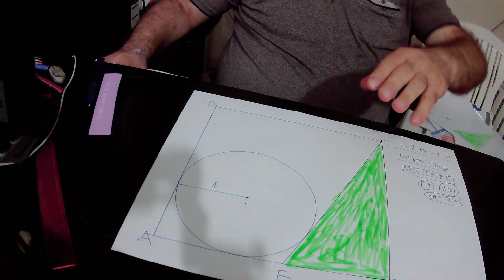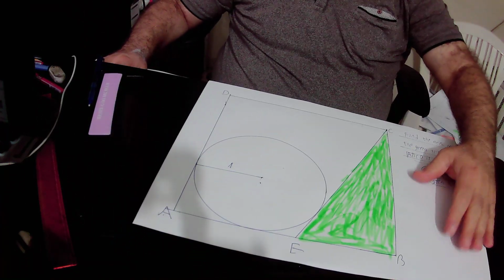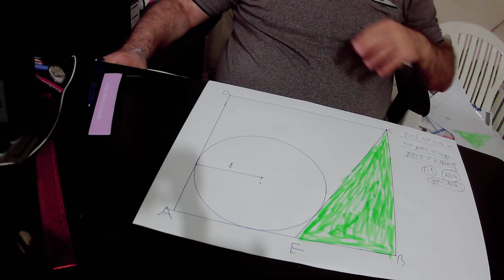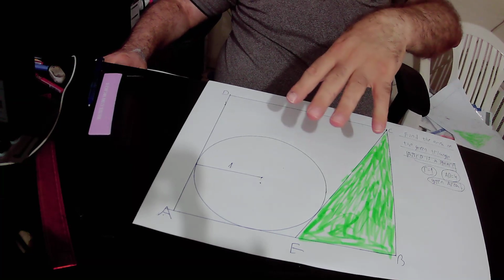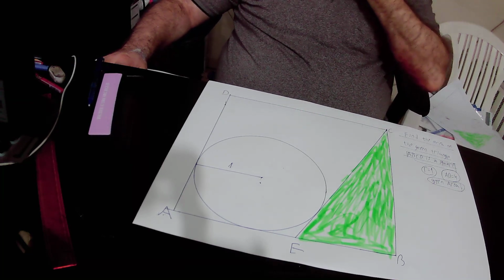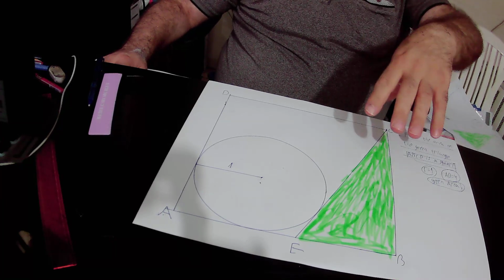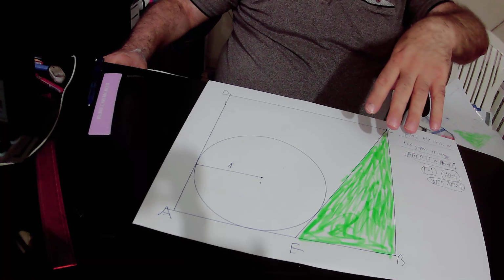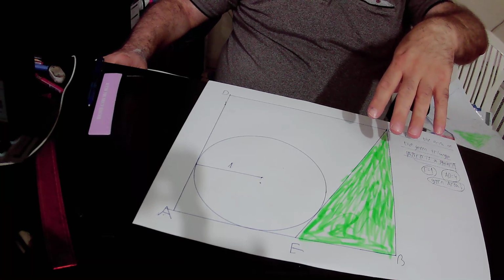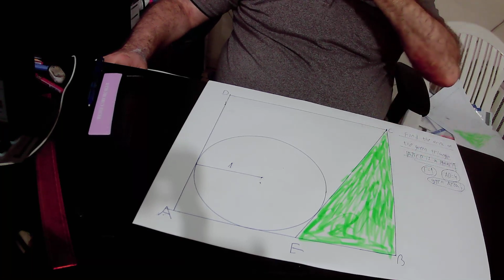Hello, in this lecture we will find out the area of the green triangle. In the drawing we have square ABCD. We know that the length of one side of square ABCD equals 4 units.